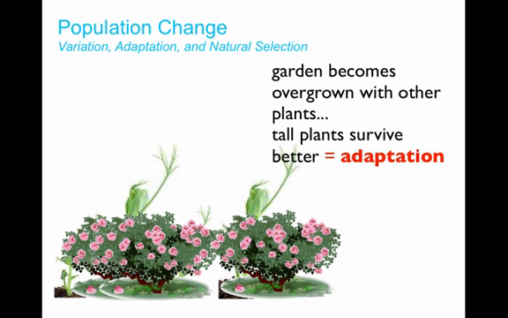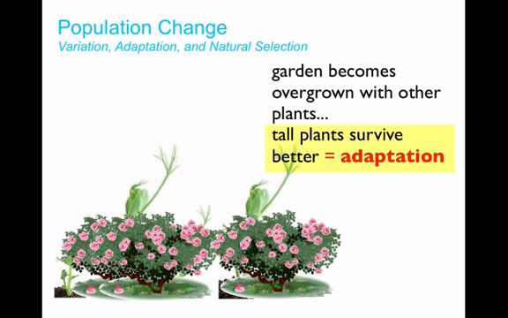Now, something is going to happen in your garden. Suddenly, your garden becomes overgrown with other plants. What you can see here is that these rose flowers are blocking out the sunlight for all of the plants that are growing beneath them. That means that our short pea plants are not going to have enough light to photosynthesize, and maybe they're all going to die. Suddenly, it has become better to be a tall pea plant because you're more likely to survive, and therefore you're more likely to reproduce.